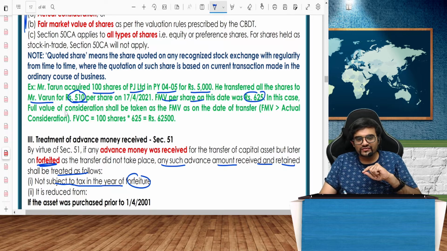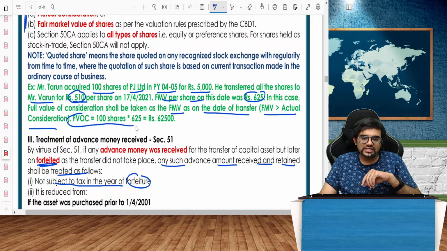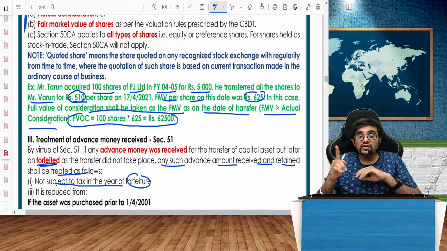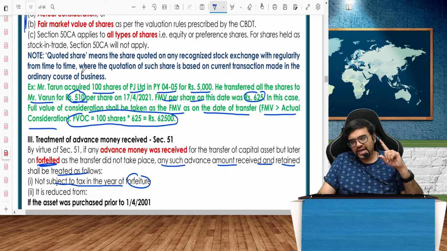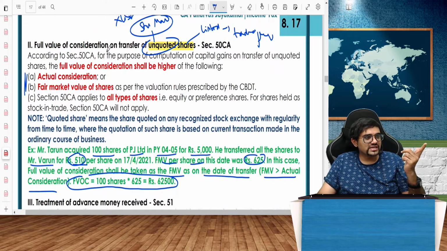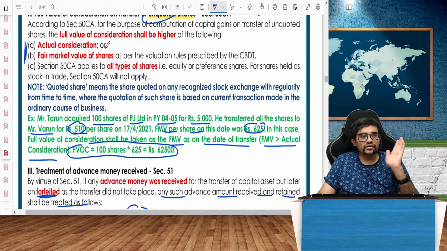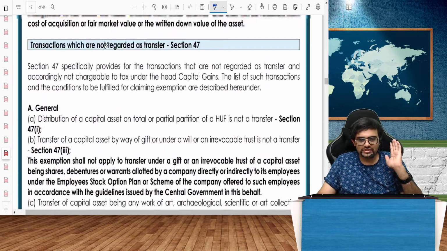Okay. Next, full value of consideration shall be taken as FMV as on the date of transfer. So FMV is greater than actual consideration. So what is FVOC? 100 shares into 625. I will not take 510, I will take 625. Right? This is the valuation: actual consideration or FMV, whichever is higher. In the exam, they will only give you the FMV. Don't worry, you don't have to value all those things.